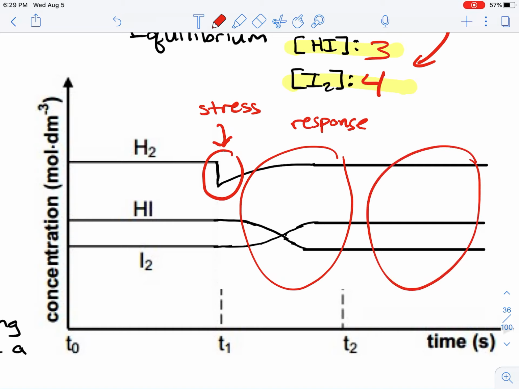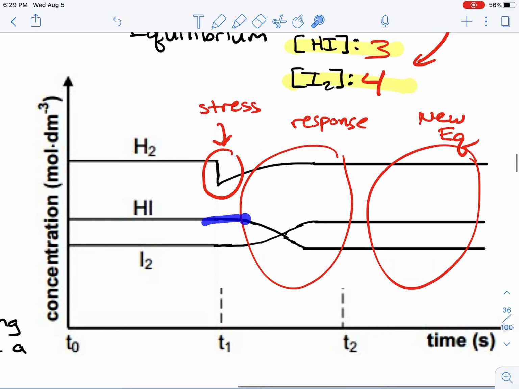And this region right here is going to be the new equilibrium. And so let's go ahead and follow it through. Here we have a decrease in hydrogen gas, and so to counteract that stress, we're going to consume product. When we consume product, the concentration of H2 will increase, which is what we're looking for. We're trying to replenish what was lost. But at the same time, we have an increase in I2.